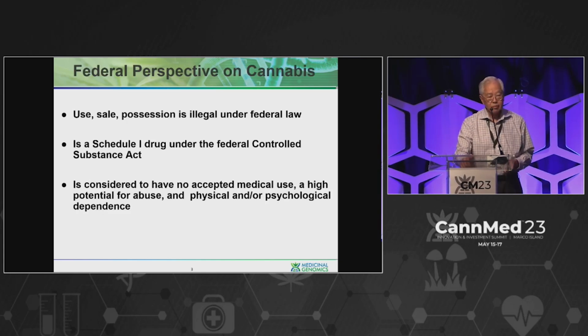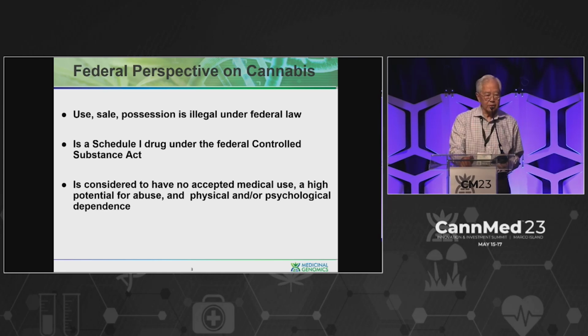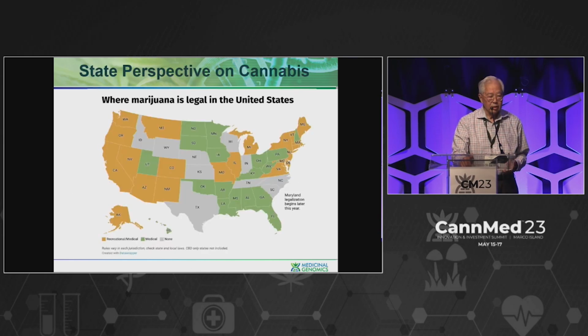Now, everyone knows what the federal perspective of cannabis is, but there are individuals from other countries. First, the use, sale, and possession is illegal under federal law. It's considered a Schedule I drug under the Federal Controlled Substances Act, and Schedule I drugs are considered to have no accepted medical use, a high potential for abuse, and physical and/or psychological dependence.